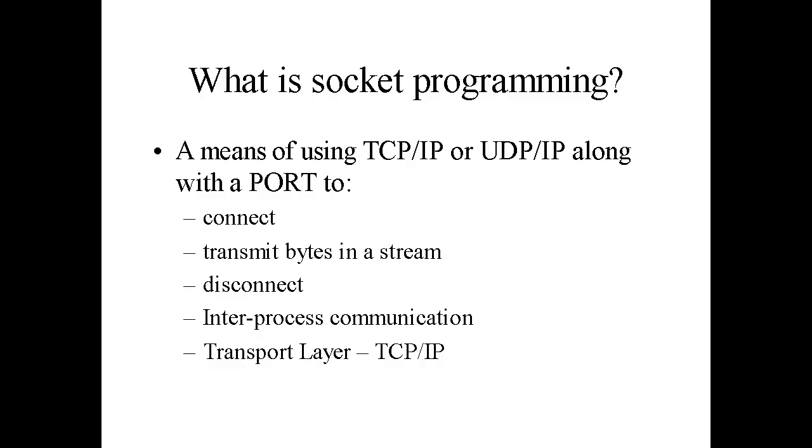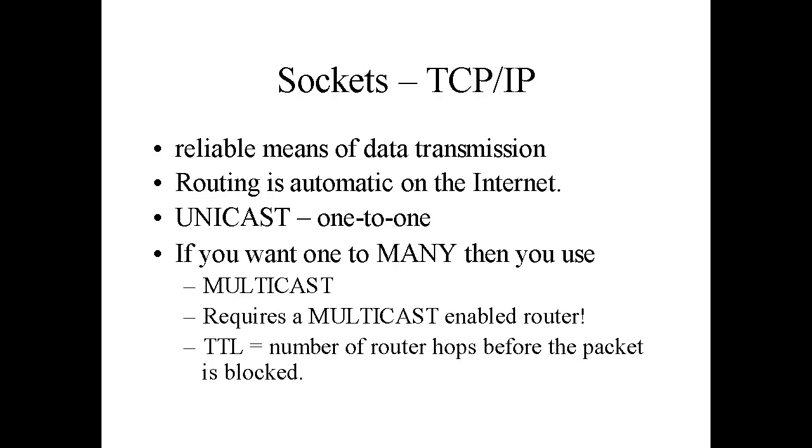We can do inter-process communication, and typically we're working in something called TCP/IP, which is a transmission control protocol on our internet protocol, or UDP/IP, which is user datagram protocol. Typically you use an IP address and some port to connect to some service that's in the server. The mechanism for TCP/IP is unicast, which means you have one transmitter and one receiver. And if you want to transmit in a broadcast fashion, you use multicast.